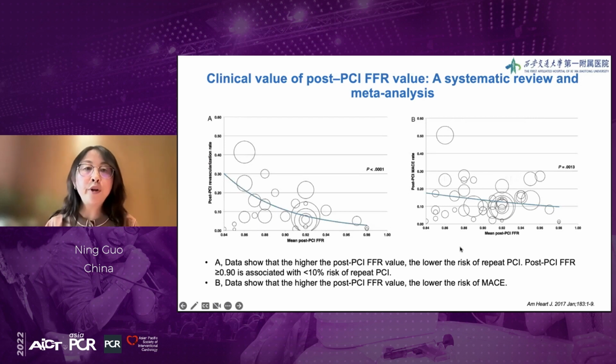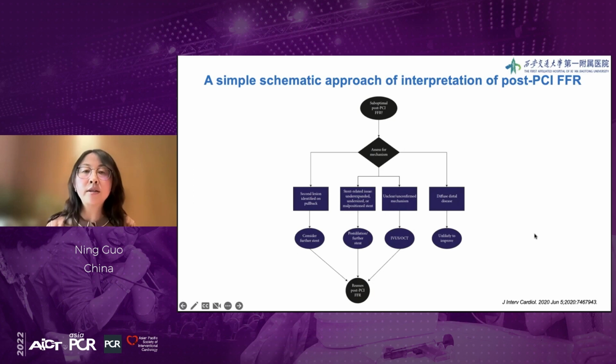And for the post-PCI FFR value, a lot of studies have also shown that a very low post-PCI value predicts very bad outcomes. And as this meta-analysis showed, post-PCI FFR more than 0.9 is associated with less than 10% risk of repeat PCI, and also the higher the post-PCI FFR value, the lower the risk of MACE. And here we can see this very simple schematic approach to interpretation of post-PCI FFR.